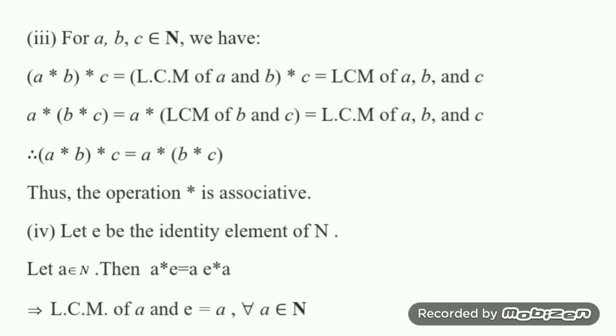So for associativity, we consider a, b, c to be three natural numbers. First, we will take the bracket between a and b, star c. a star b means what? LCM of a and b, star c. Suppose this is one element d. Then d and c will be there. d star c means what? LCM of d and c. And LCM of d and c is nothing but LCM of a, b and c.